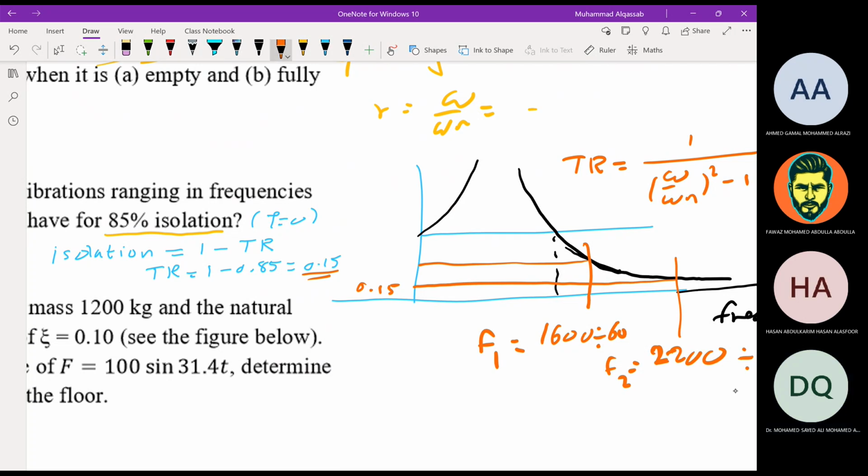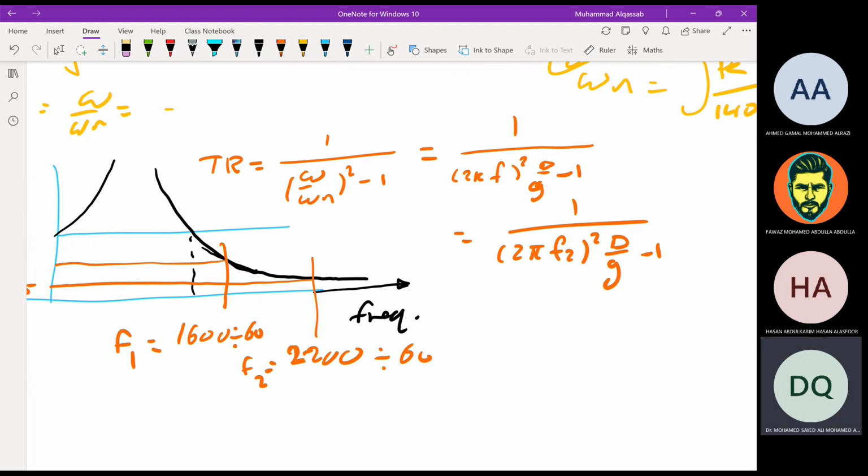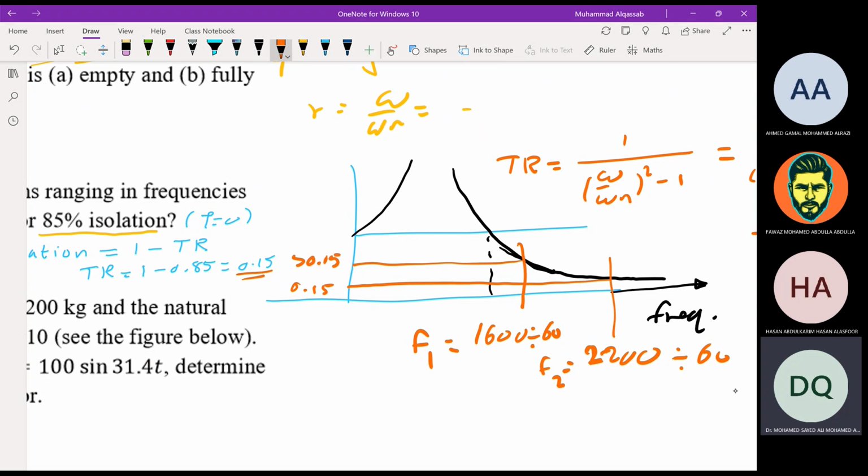So at f1, this is the question. If you put here f2, then the transmissibility at f1 will be greater than 0.15. So in the range, the transmissibility will be higher except at f2, which is not the required case. So what you can do is make it 0.15 here at f1, and then at f2 it will be less than 0.15, right? Let's say maybe 0.1. Okay, so it's going to be less than.